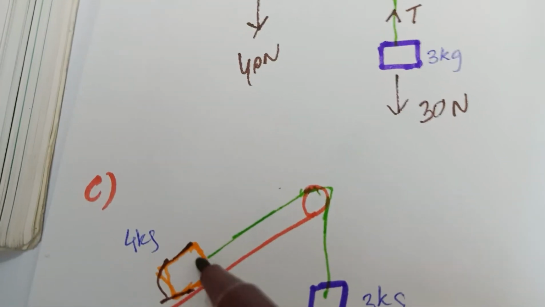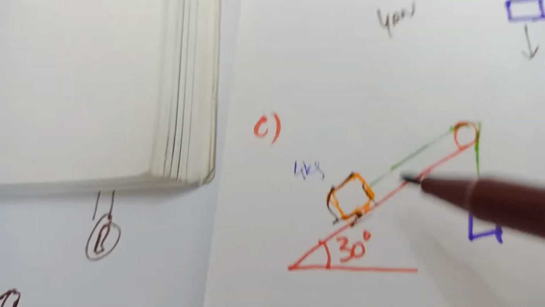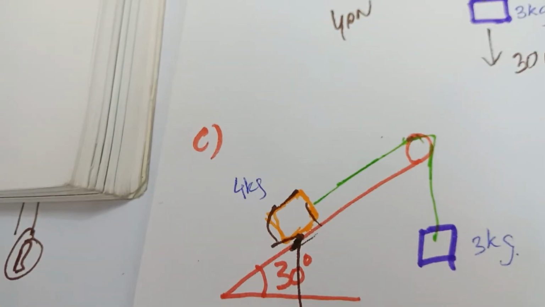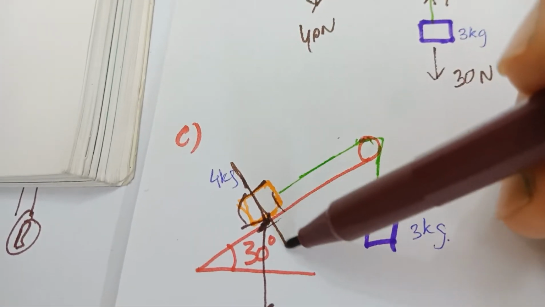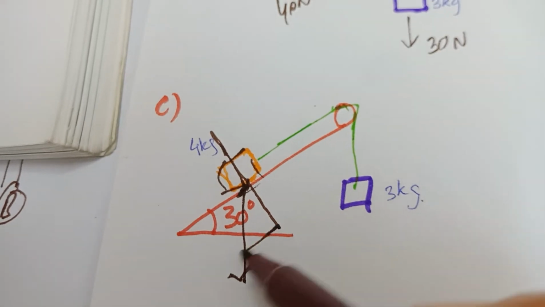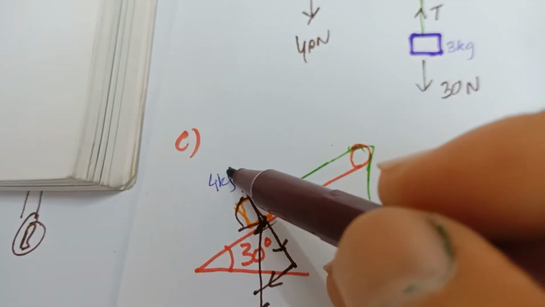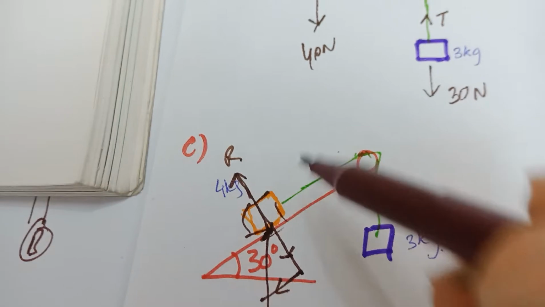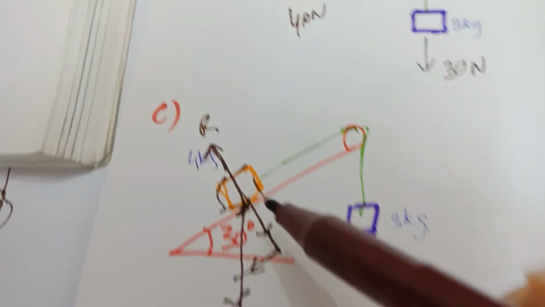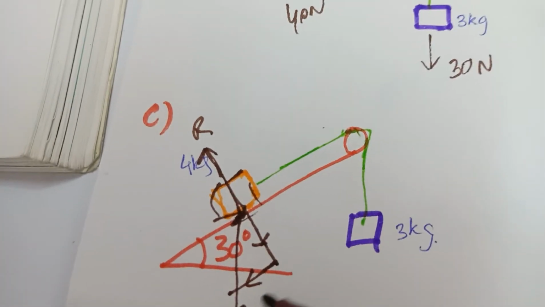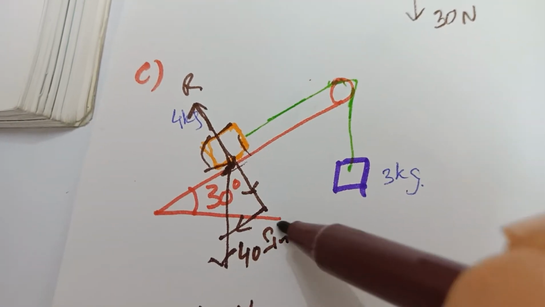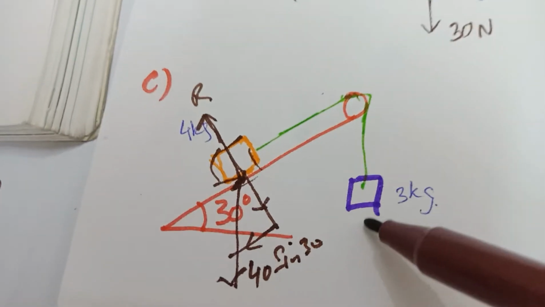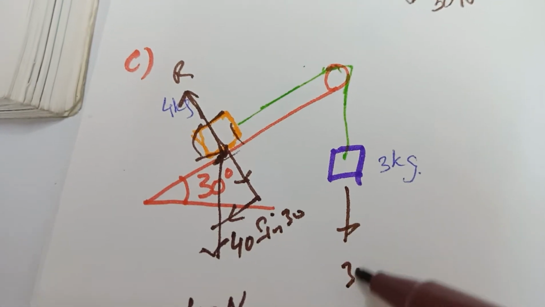Here is the block of mass 4 kg, so I shall be showing its weight downwards. That is going to be 40 newtons. Now you must be very good at resolving this weight parallel and perpendicular to this surface. We don't need this R right now, we just need this part over here. This is going to be 40 sin 30. And this block's weight is going to be 30 newtons.